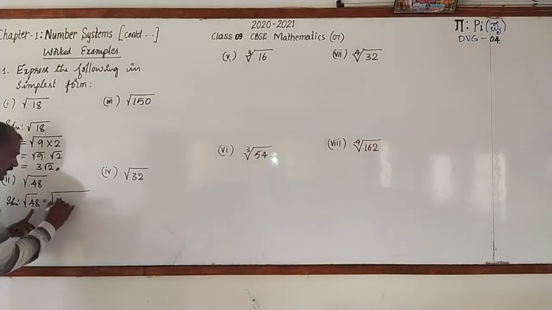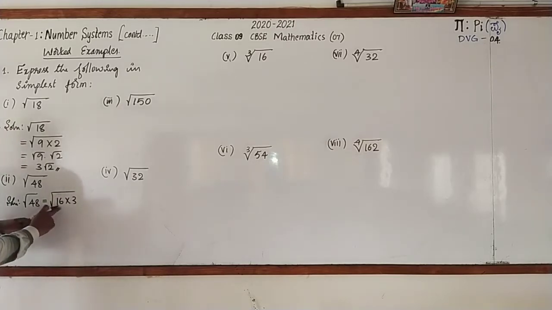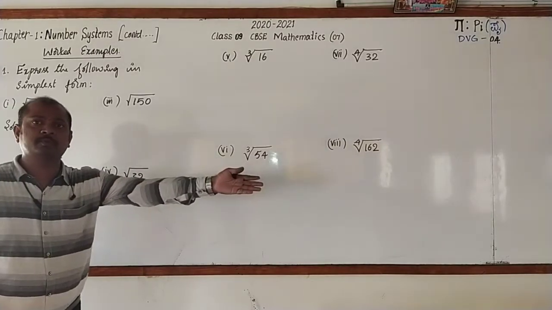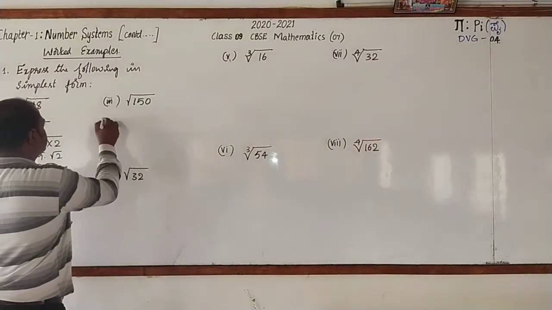See that here it can be written as 16 threes are 48. Square root of 16 into square root of 3. What is square root of 16? 4 into root 3 as it is. Understood? Are these simple? 100% they are simple. And this will help us to learn the further problems. So you need to practice it.